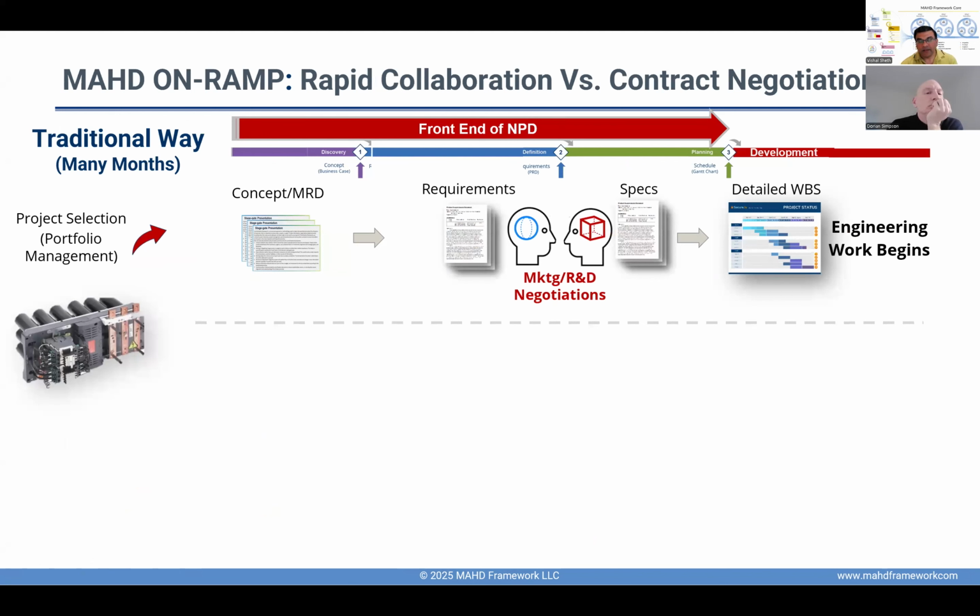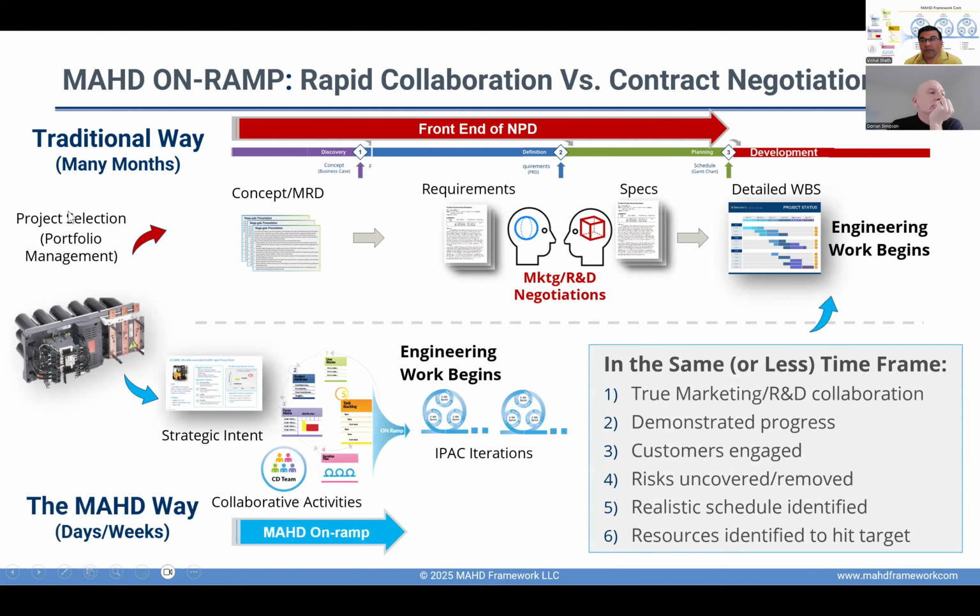So again, going back to the on-ramp overall, this is a huge difference compared to traditional hardware development approaches. Working through the early stages of the front end typically takes months and is a contentious contract negotiation rather than a collaboration to solve a market problem. The MAHD approach is instead about setting up the problem to solve, and then collaborating as a team to solve the problem, addressing the big rocks first.